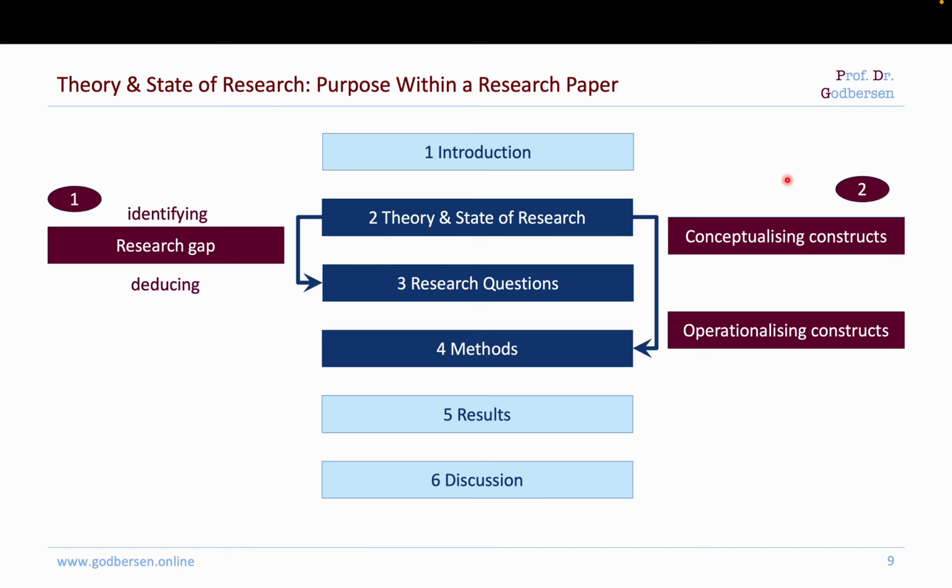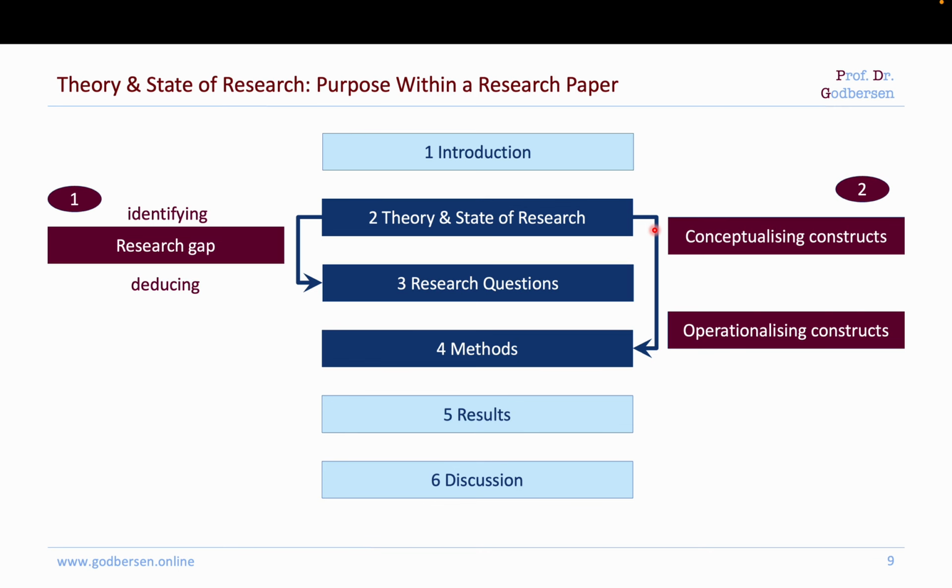The second purpose of the theory section is to conceptualize, in other words, define all of the constructs that you will examine in your empirical research, that you will later operationalize in the methods section. You cannot come up with any questions for a questionnaire, for an experiment, whatever you're doing, out of nothing. Everything you will empirically examine and describe how you do this in the methods section needs to be conceptualized beforehand in the theory section.